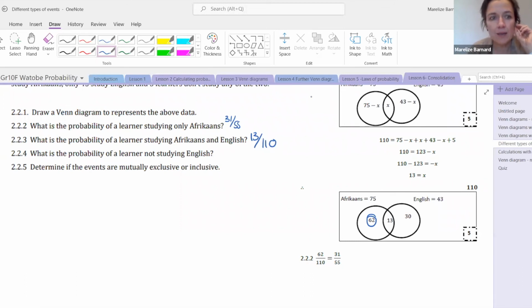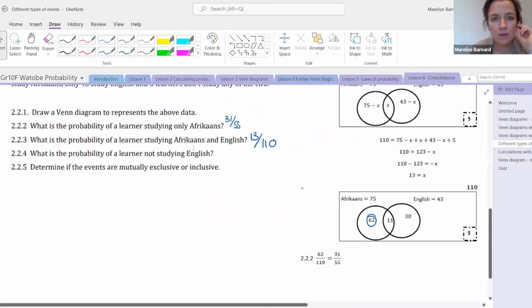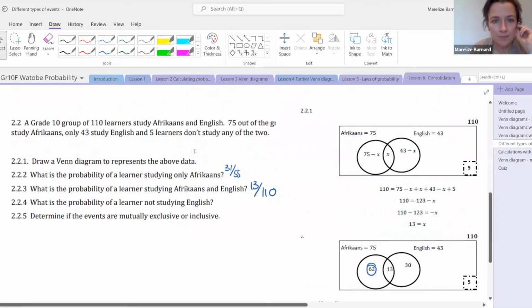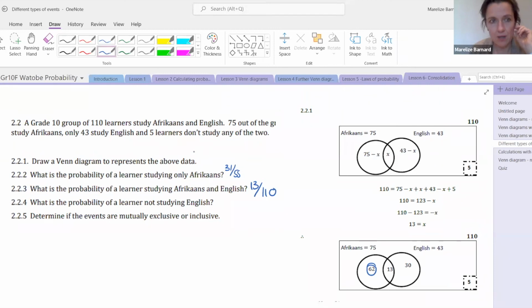And then what is the probability... Can I just ask a quick favor, ma'am? Can I ask you to scroll up just a little bit so we can see the question? Yeah, just like that. Okay, thank you. And what is the probability of a learner not studying English? Not doing English means you are doing Afrikaans or you're doing nothing.